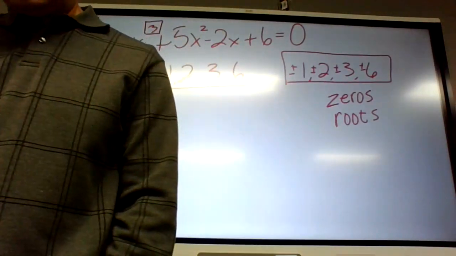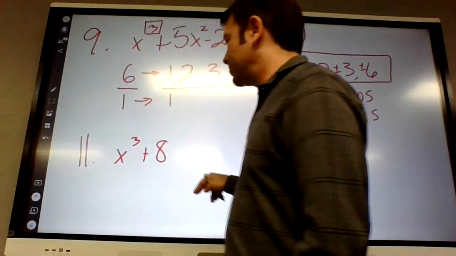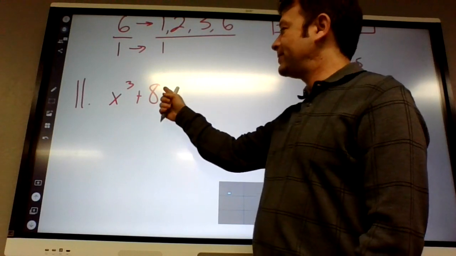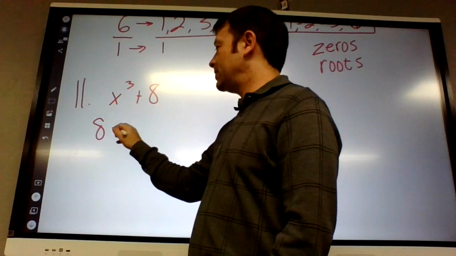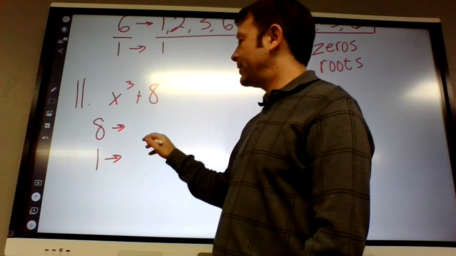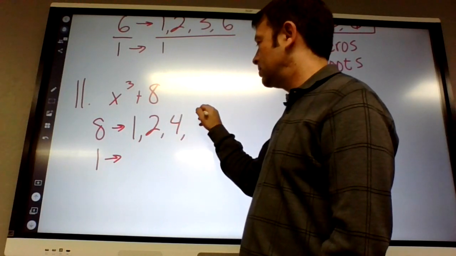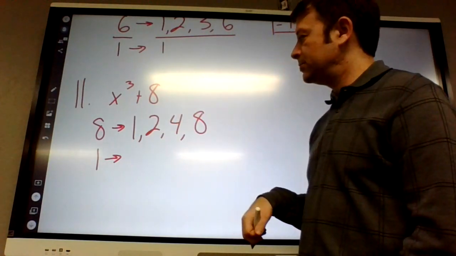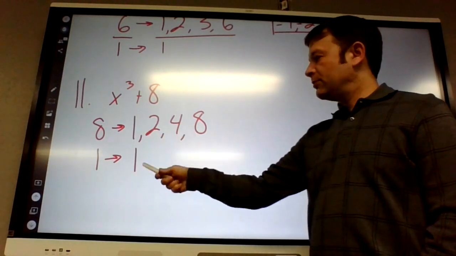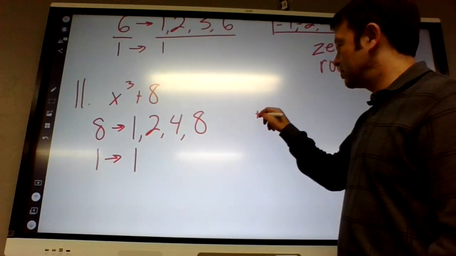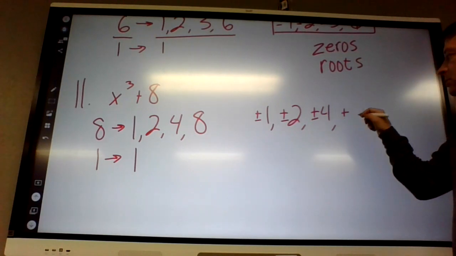Okay, number 11. Number 11 is short and sweet. It's factors of the last over factors of the first. So factors of 8 over factors of 1. What are factors of 8? 1, 2, 4, and 8. What are factors of 1? So it's 1 over 1, 2 over 1, 4 over 1, 8 over 1, or 1, 2, 4, 8.